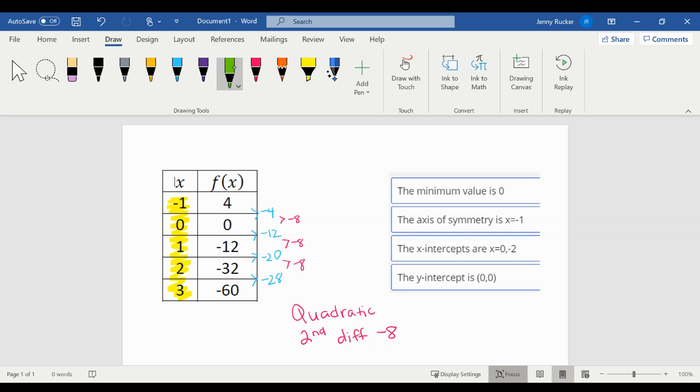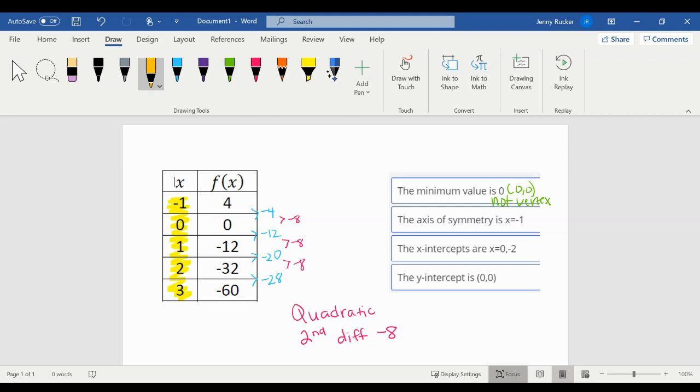Our first statement is the minimum value is 0. That's asking us to find the vertex. So it is assuming that 0, 0 would be our vertex. But if I look at my first difference, negative 4, negative 12, negative 20, negative 28, that is decreasing. Also, around 0, there's not symmetry. The f of x value at negative 1 was 4, and the f of x value at 1 was negative 12. So I know that 0, 0 is not the vertex. So therefore, it doesn't have a minimum value of 0.